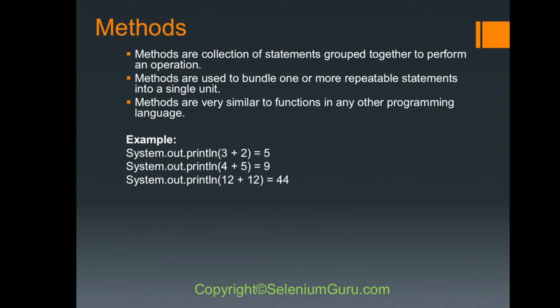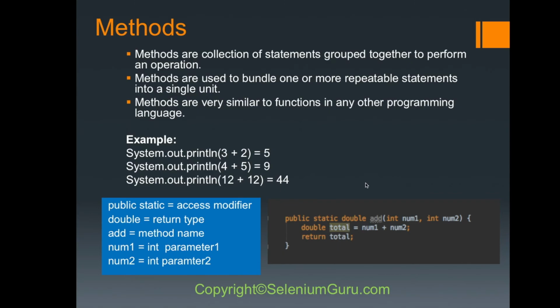But that's not going to look pretty, because you'll have n number of lines, and every time you want to add, you'd do System.out.println. That doesn't make sense because you're printing the output. In some cases you don't want to print the output, you want to save it in computer memory. Then you'd have to create n number of variables. Instead of that, you can create a method.